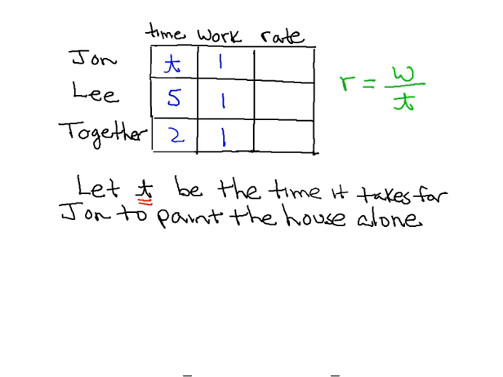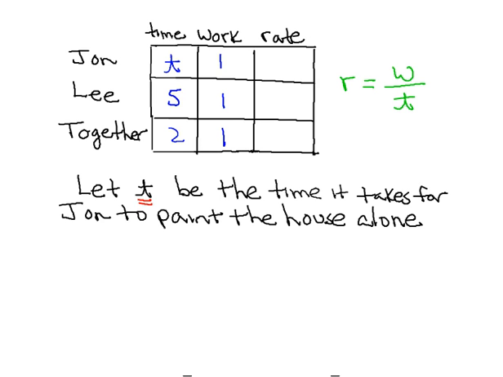When we set up the table to organize the information, we're going to have 3 columns: time, work, and rate. In the time column, it would be how long it takes to do the entire job. From the problem, we're told that it takes Lee 5 hours to do the job alone, which would be painting the house by himself. And together we're told it takes them 2 hours to paint the entire house. So we enter the 5 and 2 in those blocks under time. What we don't know is how long it takes John to paint the entire house alone, so we're going to let that be T. You'll see that I've defined that using a sentence below the chart.